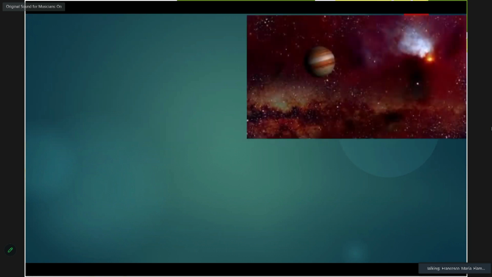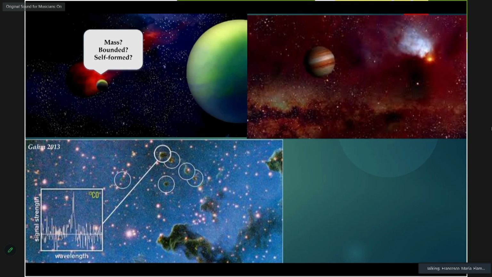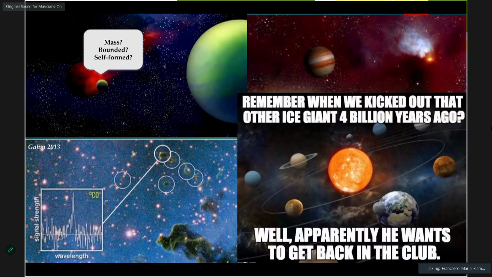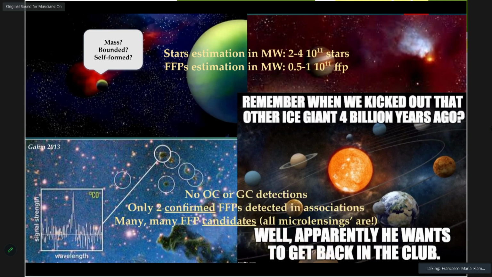Instead, for free-floating planets, we have a lot of different theories, but there are very few that we can find in a globular cluster or in an open cluster due to the previous reasons. However, there are a lot of candidates. The only issue is that we know very little about those, and the main issues are characterized by the mass, whether they are bound to very large orbits or if they are self-formed. If you want to see more about this, there is this 2013 paper that gives a little introduction. And of course, we know that they can also come from bound systems. In the case of free-floating planets, we have a very large estimation of 10 to the 11 in our Milky Way, and we have no open cluster or globular cluster detection.